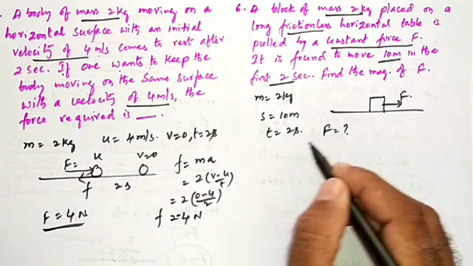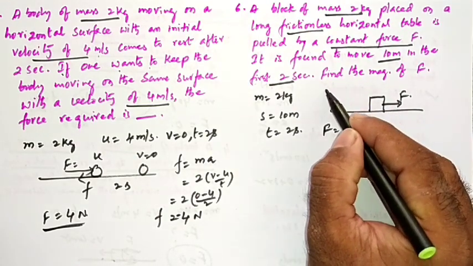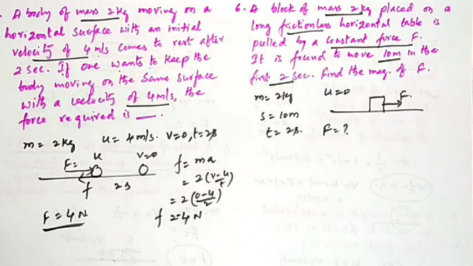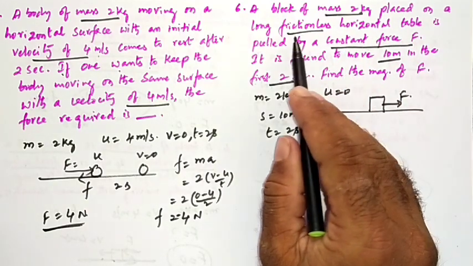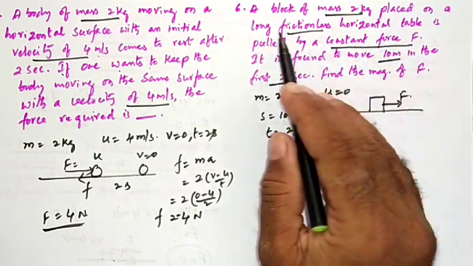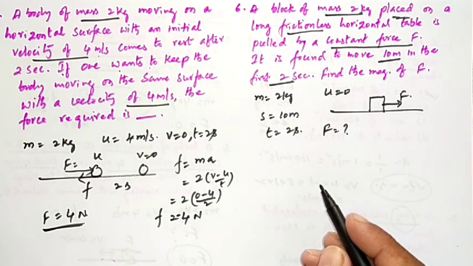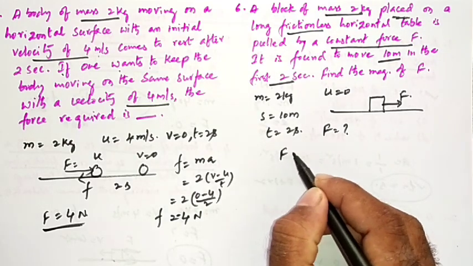Okay, so it is at rest. How do I know? Because the block is placed on a long horizontal frictionless surface. It is placed, so it has zero initial velocity. Now, what is F?